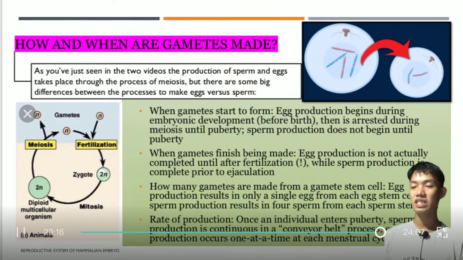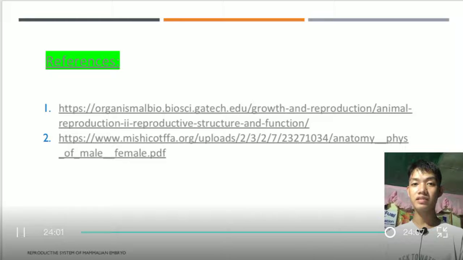When gametes finish being made, egg production is not actually completed until after fertilization, while sperm production is complete prior to ejaculation. How many gametes are made from the gamete stem cell? Egg production results in only a single cell from each egg stem cell, while sperm production results in 4 sperm from each sperm stem cell. As for the rate of production, once an individual enters puberty, sperm production is a continuous process, while egg production occurs one at a time at each menstrual cycle. I think that's all, and thank you.